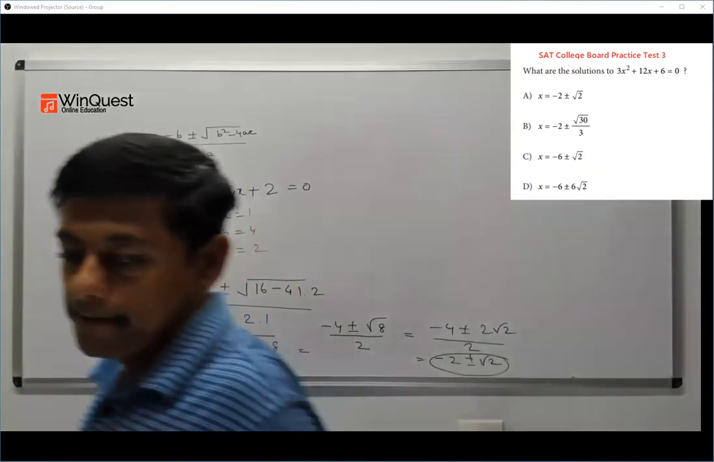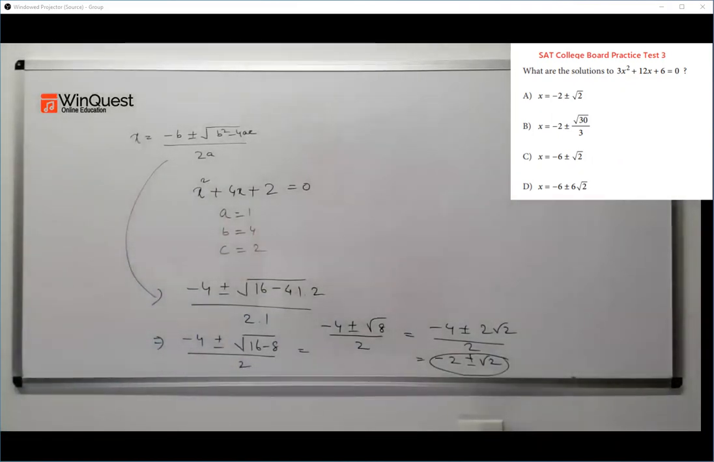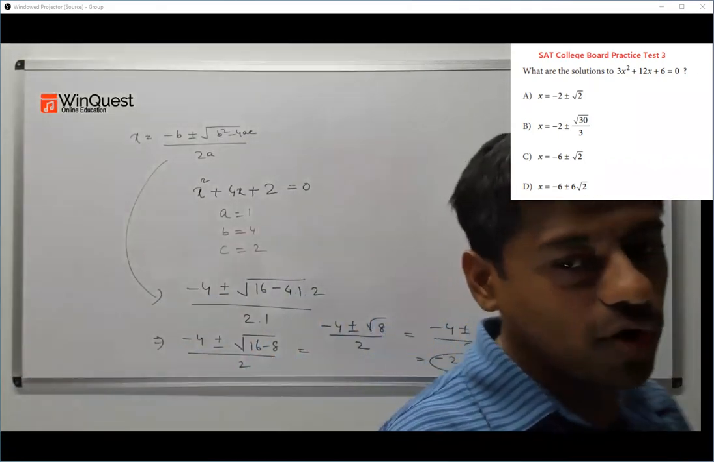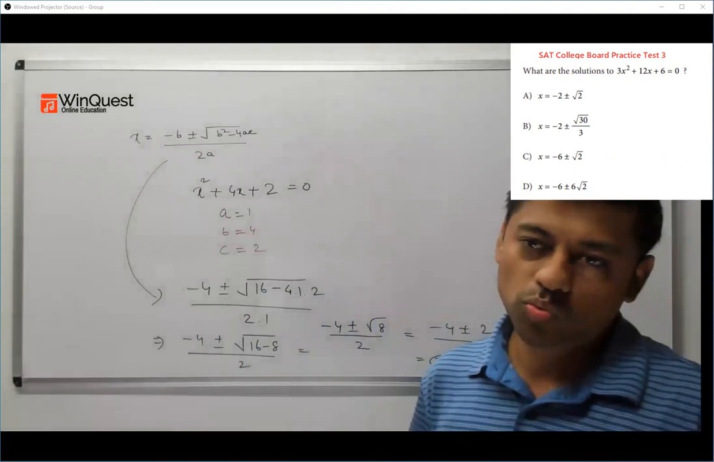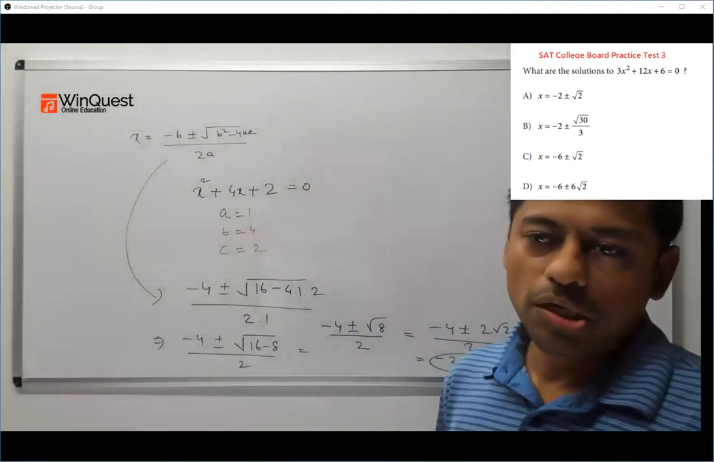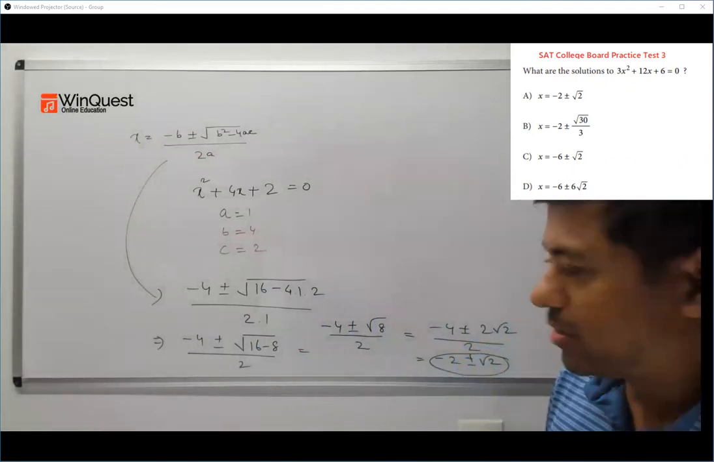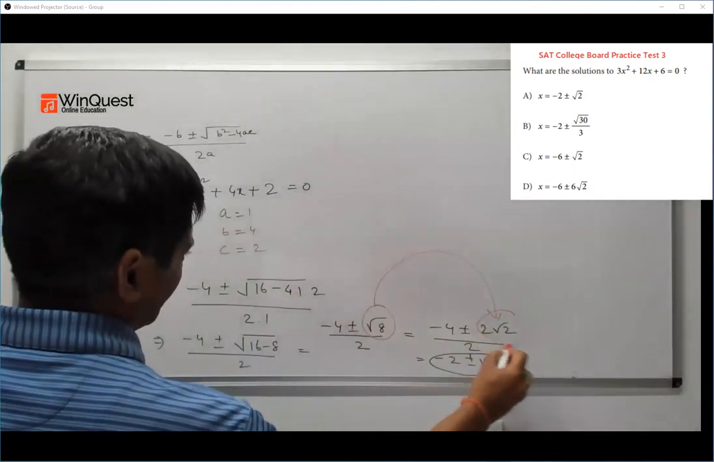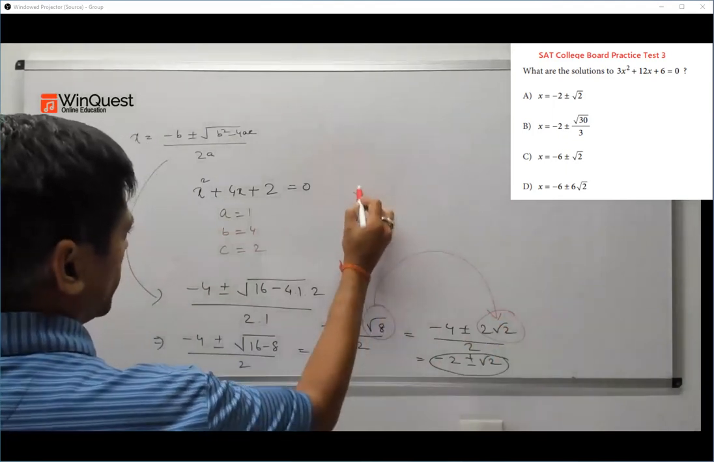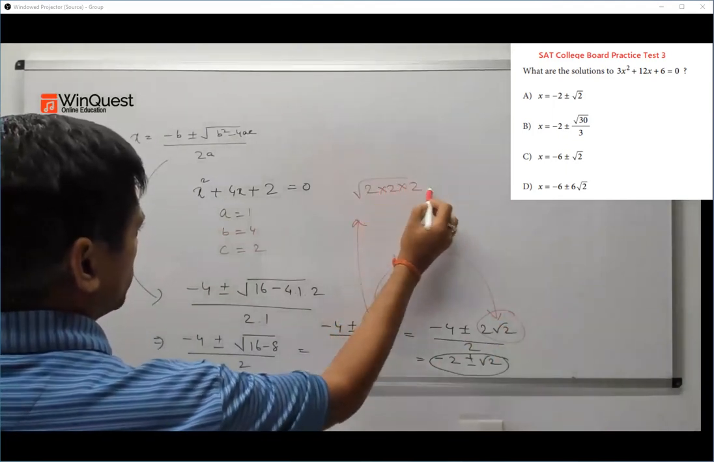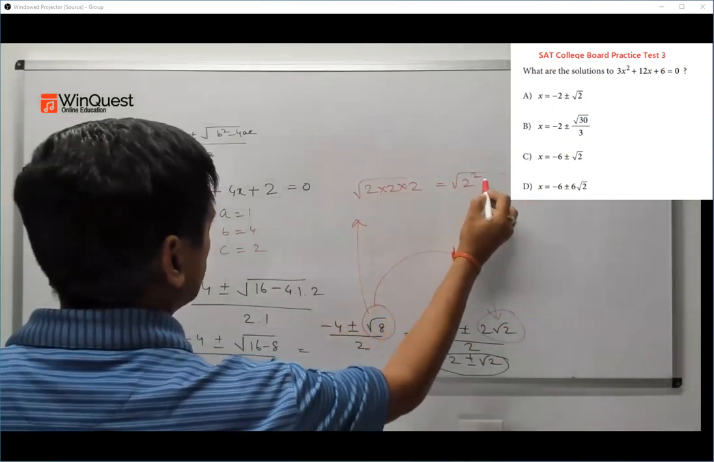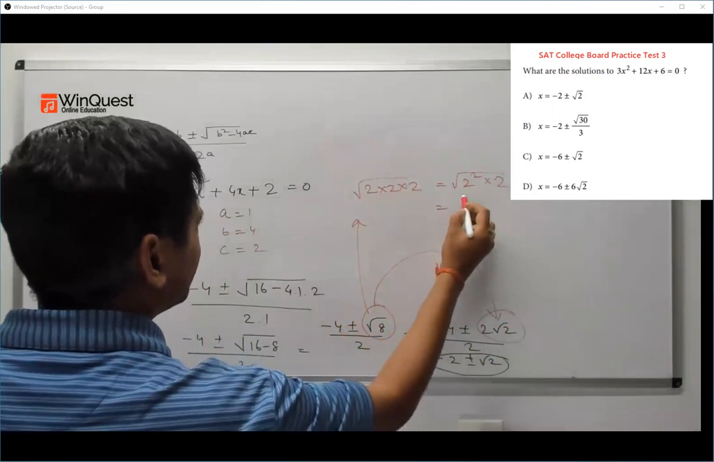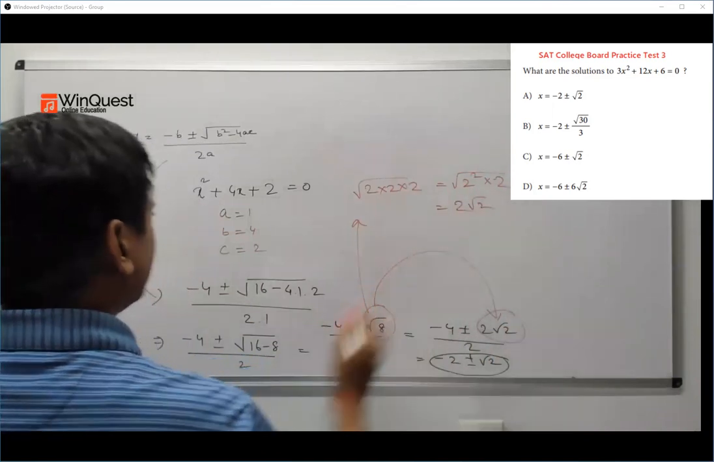I understood. I didn't understand. How many of you did not follow that root 8 is 2 root 2? How many of you were not clear that root 8 is actually 2 root 2? Anybody? Root 8 is 2 multiplied by 2 multiplied by 2. You can always write it as 2 square multiplied by 2. Anything square under a square root, you can take it out, and it becomes 2.